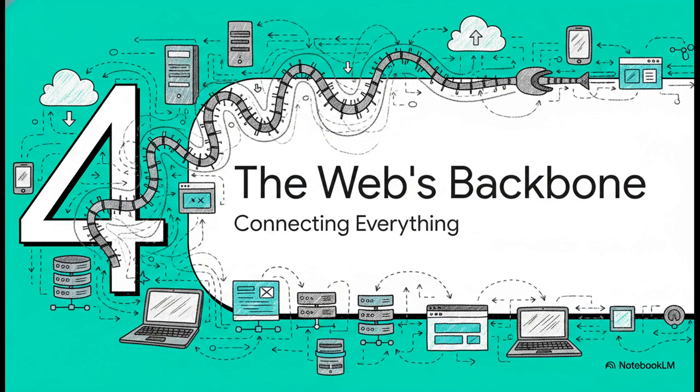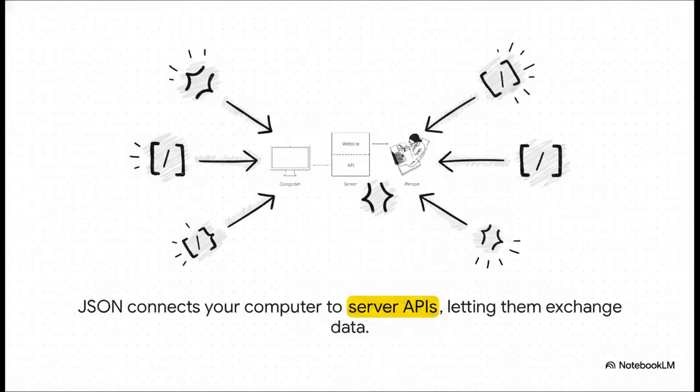All right, let's zoom out for a second and see how this simple back-and-forth process is so much more than just a single request. It really is the hidden backbone of the entire web ecosystem. So how does everything connect? See, your computer doesn't just grab data directly from a server's database. Instead, it talks to an API, an application programming interface. Think of the API as a waiter in a restaurant. You tell the waiter what you want, and the waiter goes to the kitchen, the server, to get it for you. JSON is the language that you and the waiter use to communicate.